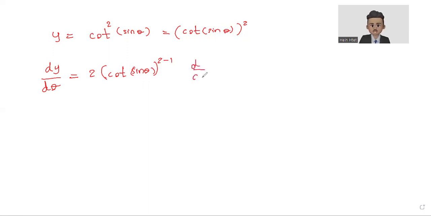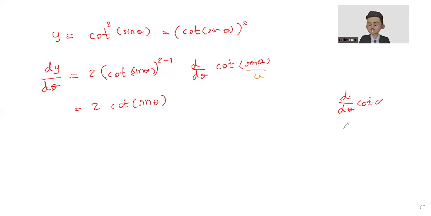So dy d theta again. The base is here, cotangent sine theta. For this one, the 2 is only power 1. Cotangent sine theta. When you differentiate cotangent sine theta, what will you get? You need to see this one as u. So when you differentiate cotangent u, what will you get?